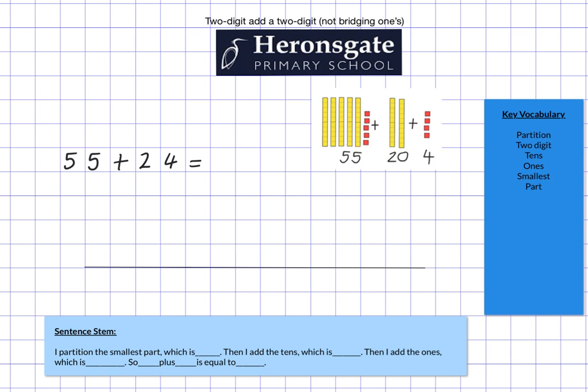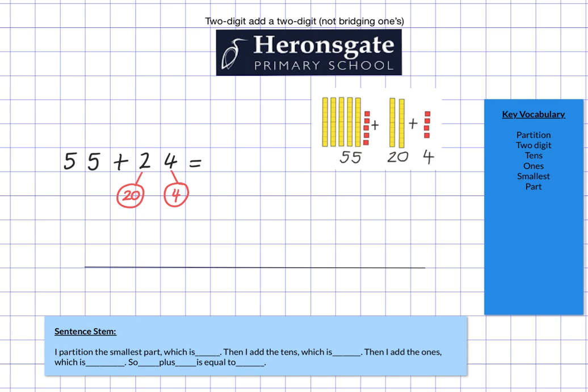So I've got 55 add 24. I'm going to partition 24 and I can see I've got 2 tens, which is 20, and I've got 4 ones, which is 4. This is going to help me to be able to add 24 more easily because I'm going to partition it into the tens and then I'm going to add the ones.